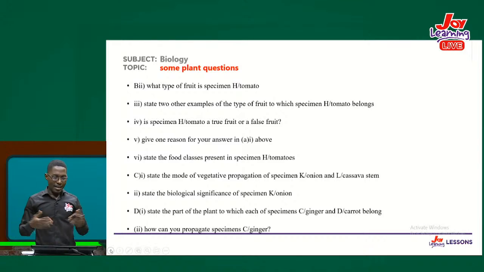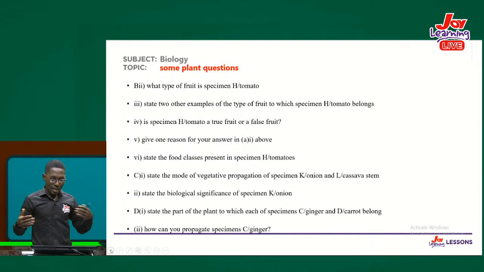Then they say, is specimen H a true fruit or a false fruit? Give one reason for that. So you know true fruits, how they are fertilized and how we got it. If it's a false fruit too, you should know false fruits, how they are formed. Now, state the food class present in specimen H, and that's tomato. What is the food? So they've taken us back to nutrition. Is it carbohydrate? Is it protein? Are there vitamins? Are there minerals?